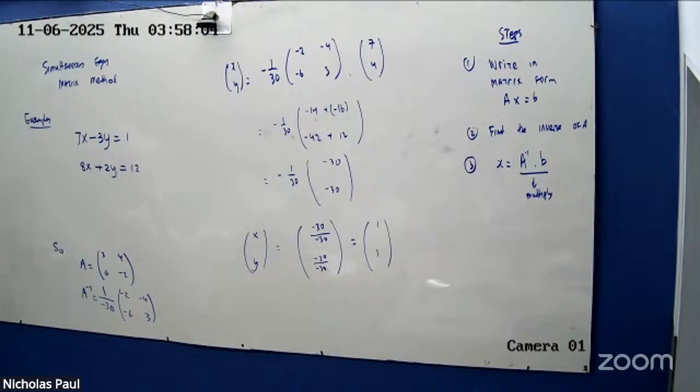Right, you had it, everything multiplied, right? Step on x minus 3y is 1, 8x plus 2y.